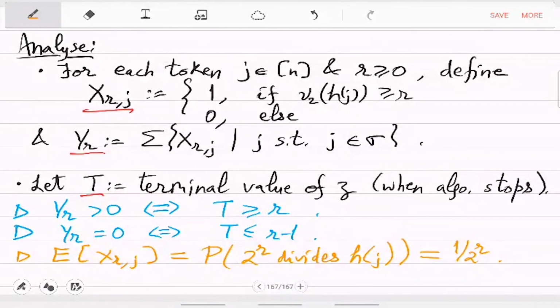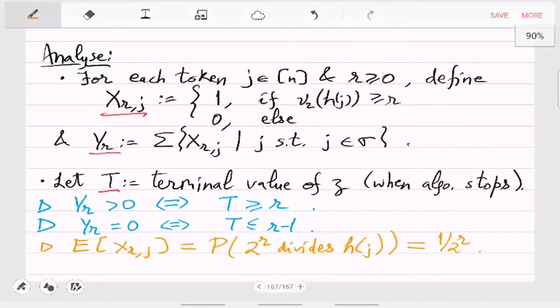This comes from the first property of the hash function, that each j basically takes random values. Which means that the expectation of y_r is d by 2 raised to r. So, we have good control on the expectation. The expectation of y_r really depends on the number of distinct elements.